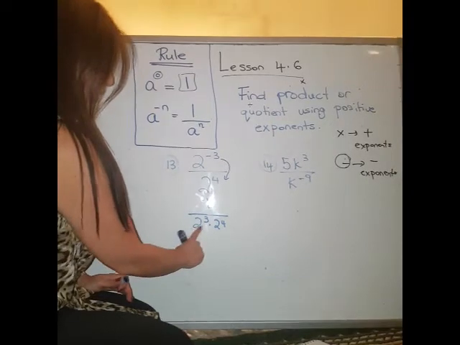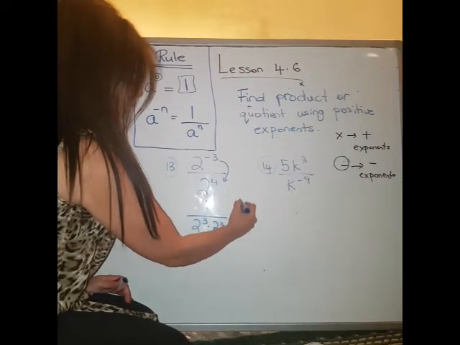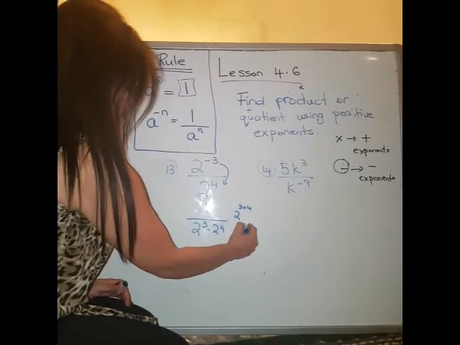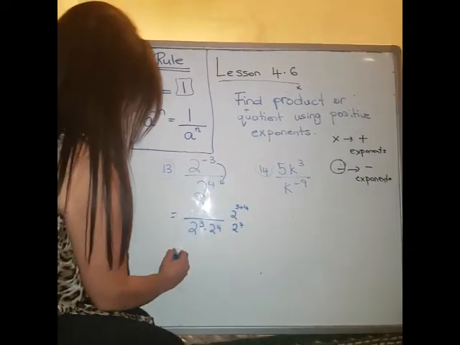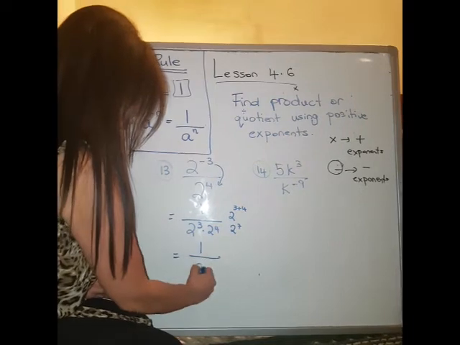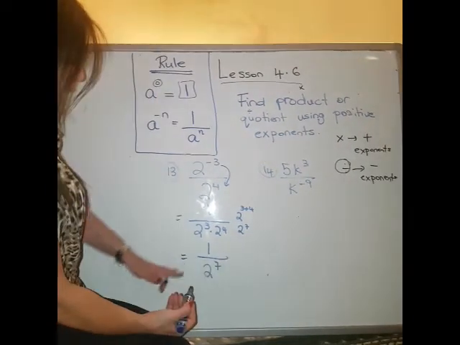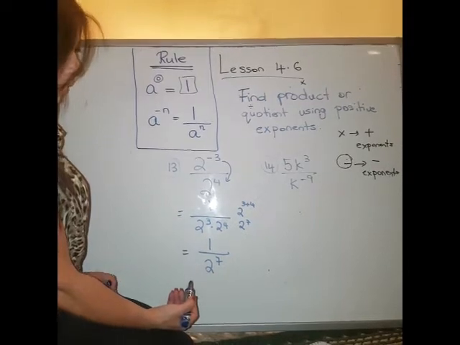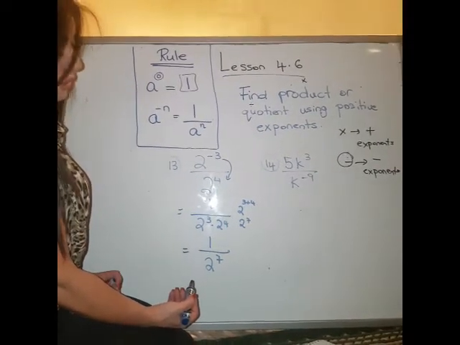And now they have similar base numbers. So it's 2^(3+4) because they're multiplied. It's 2^7. So actually the answer is 1 over 2 to the 7th power. Is it positive? Yes, it is. So just leave it as it is. Let's look at the last example I have.